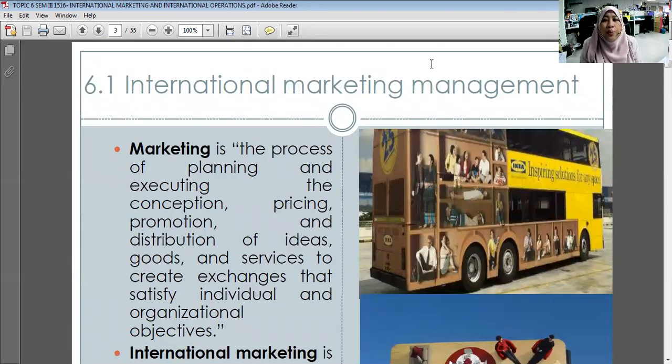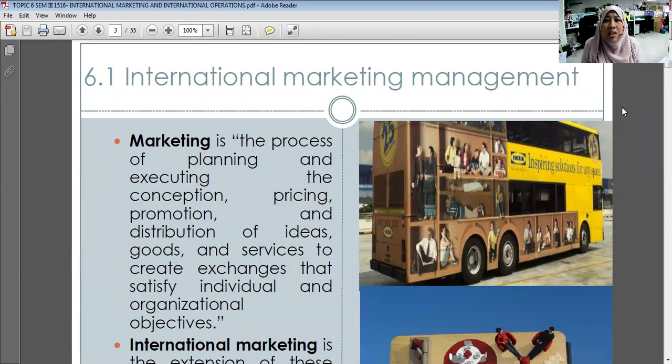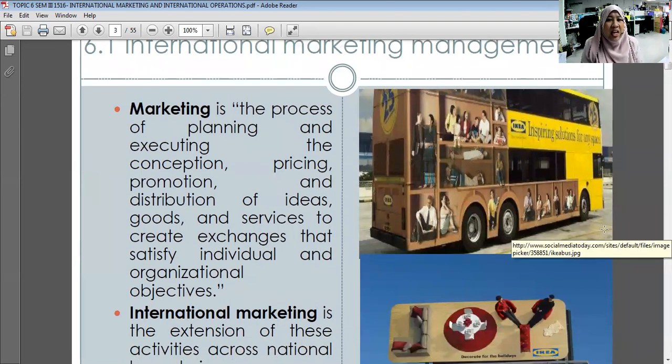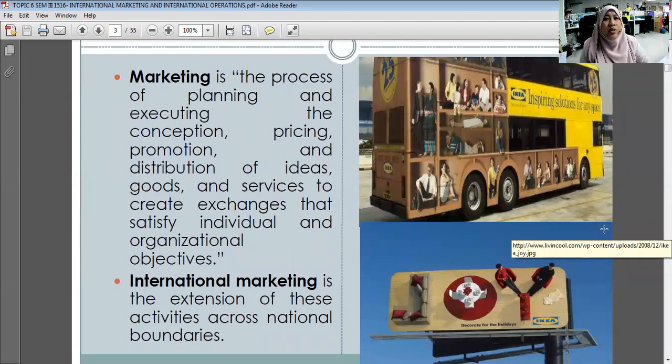Okay, inshallah. So we move to what international marketing management is. As you can see from the slide I'm sharing, marketing is the process, if I recap, whereby there is a buyer and a seller, and the seller sells the product or services to serve the customer and meet their satisfaction, needs and wants. In other words, marketing is the process of planning and executing the conception, pricing, promotion, and distribution of ideas, goods, and services to create exchanges that satisfy individual and organizational objectives. This is marketing in the context of international business, whereby international marketing is the extension of these activities across national boundaries.